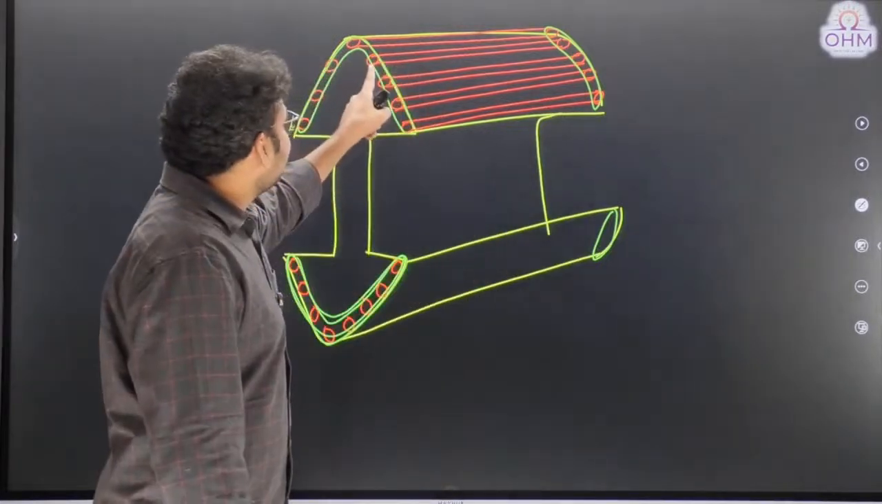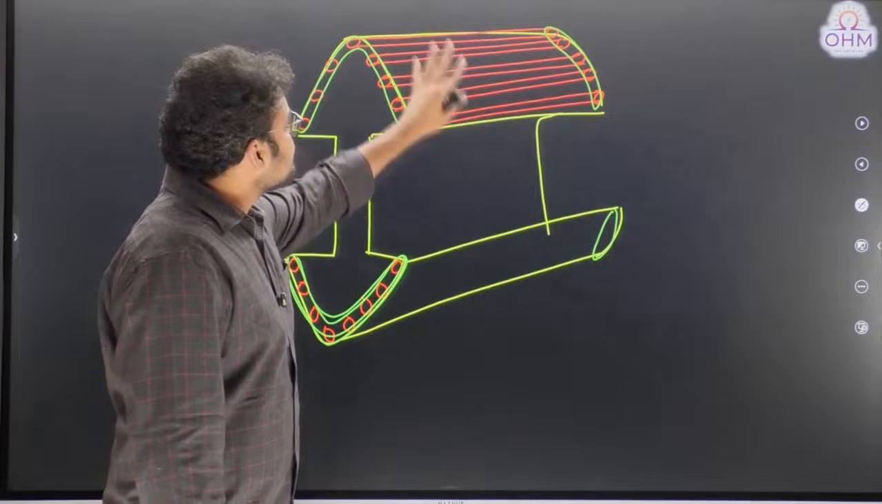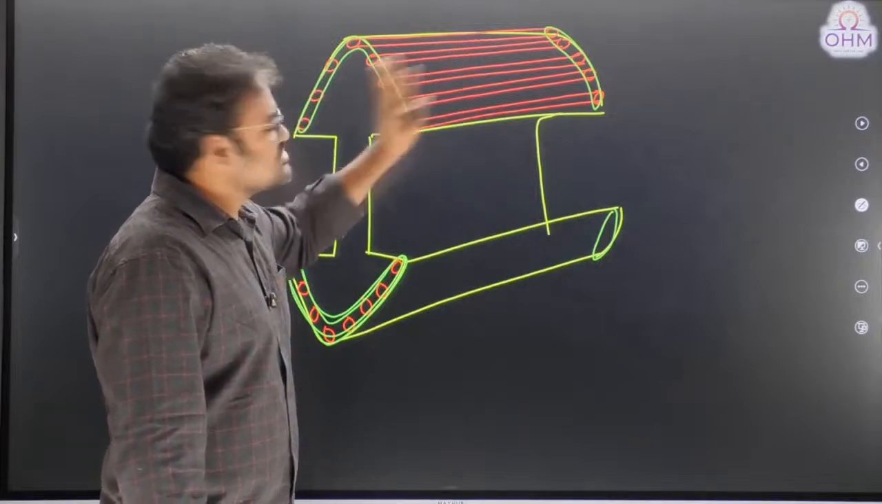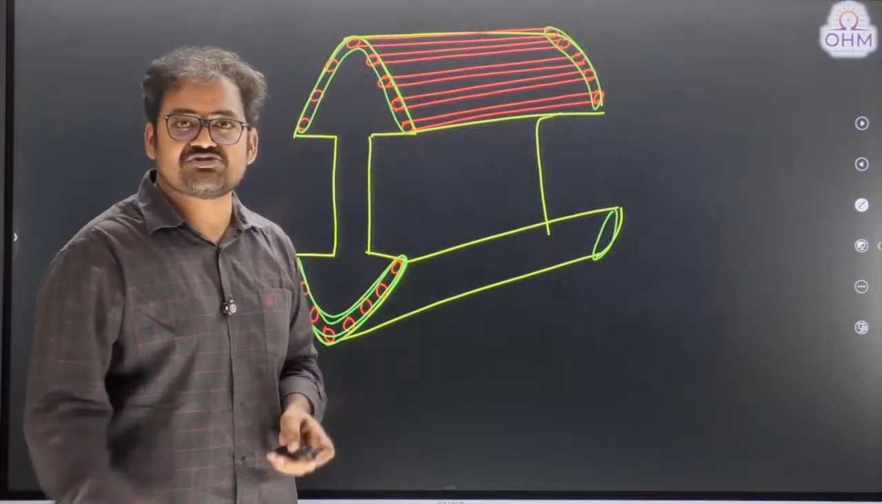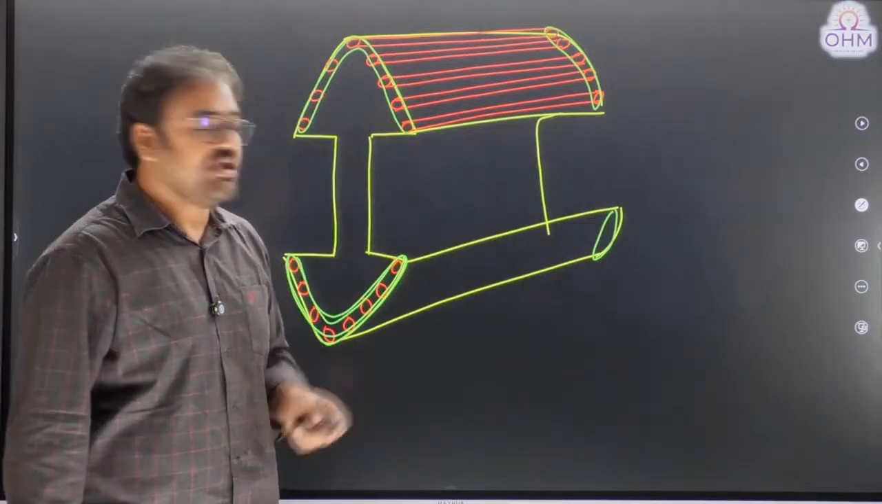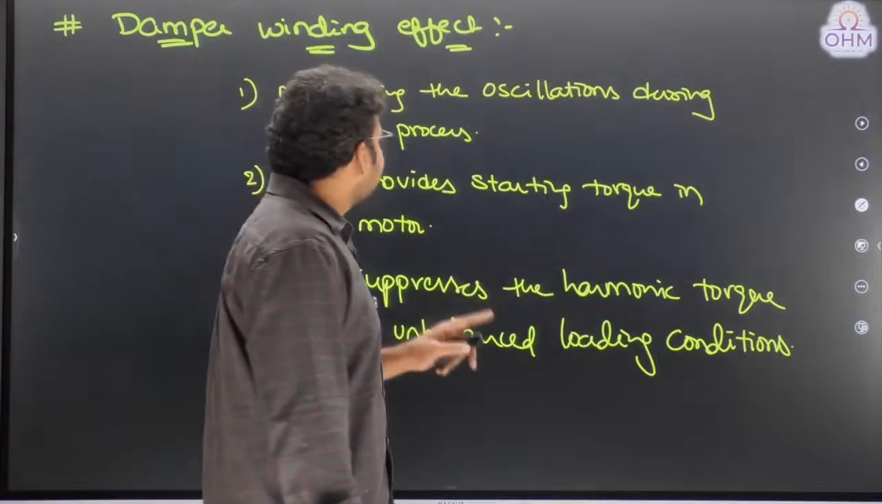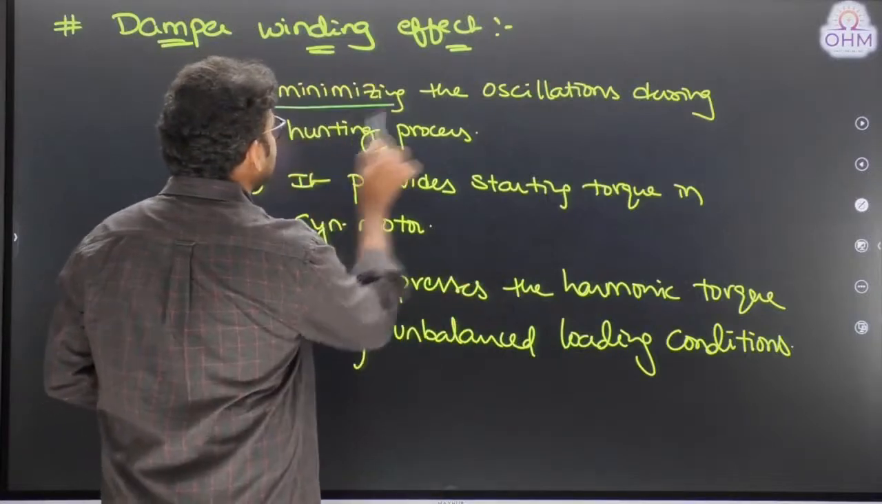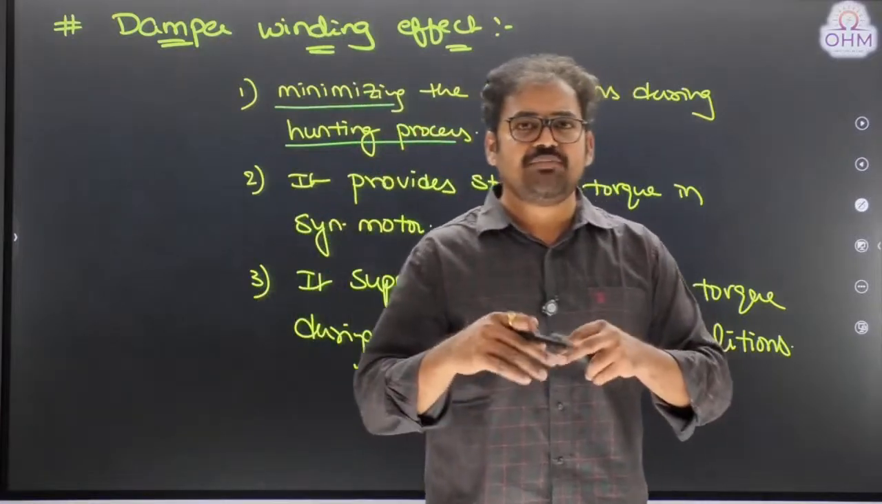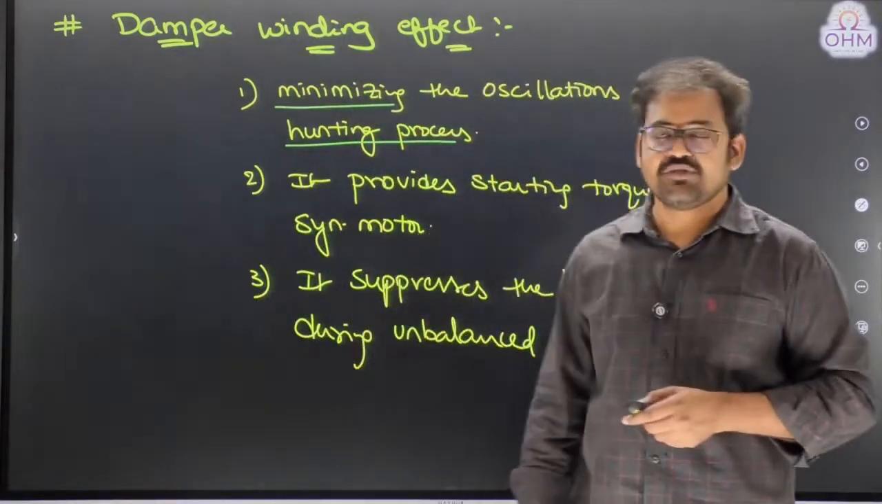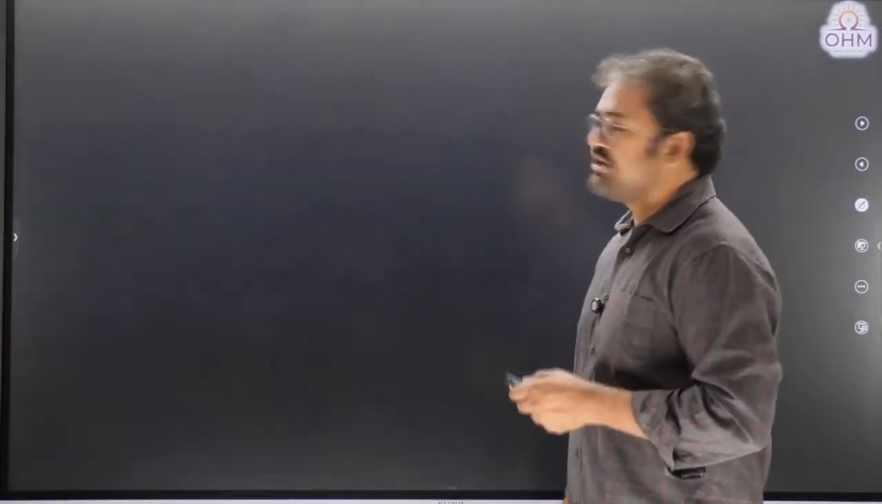Therefore, damper winding will act like a short circuited rotor distributed winding. That's all. We will use low resistance conductors to design damper winding. And what is the purpose of damper winding? It will reduce the hunting process in a synchronous machine, maybe it is a generator or motor. How can the hunting process be reduced?